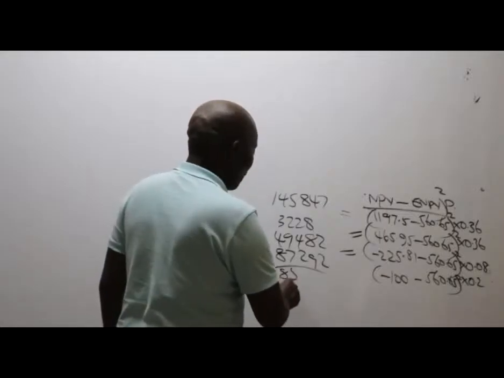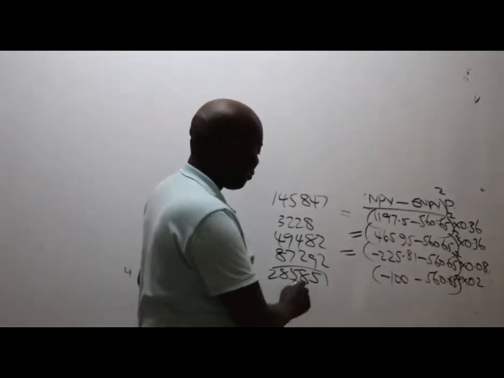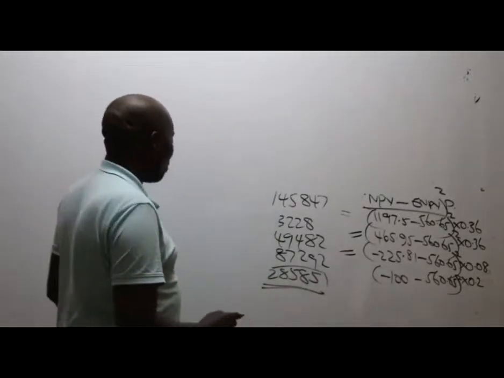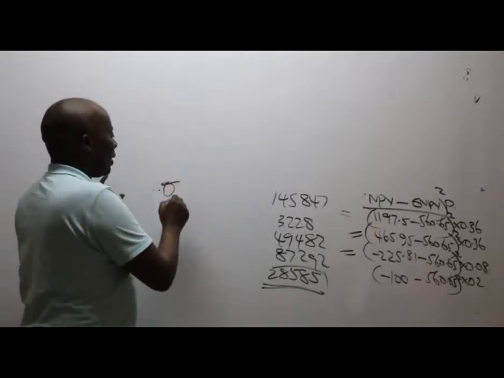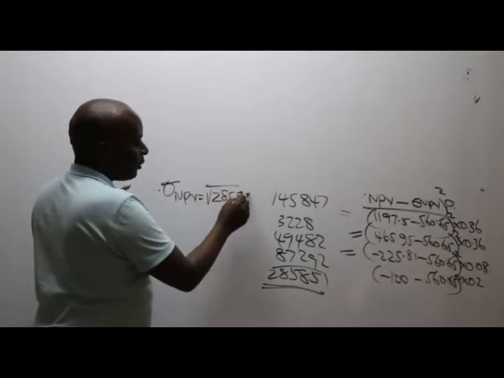285,851. This great lady also cannot cheat me. Thank you very much. So this is the total, what we call the variance, and therefore the standard deviation of the NPV will be the square root of that figure, 285,851.